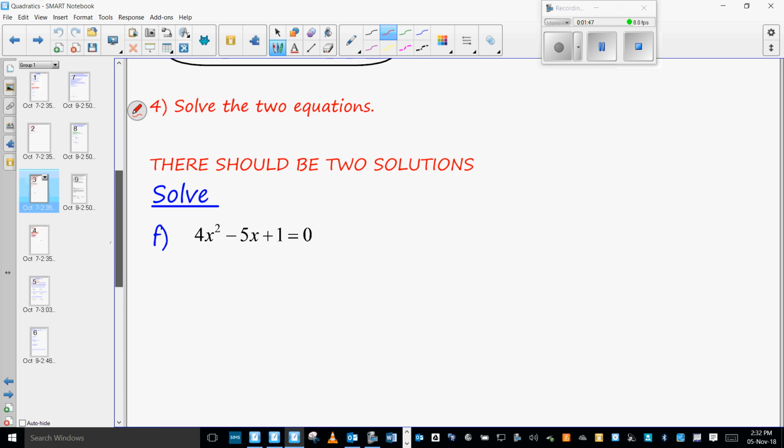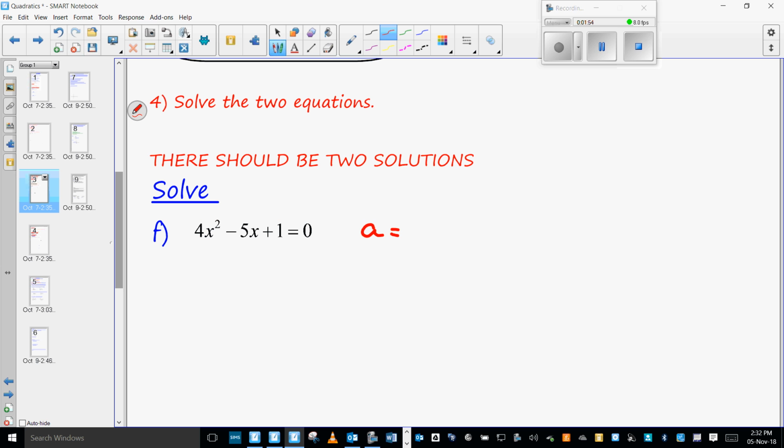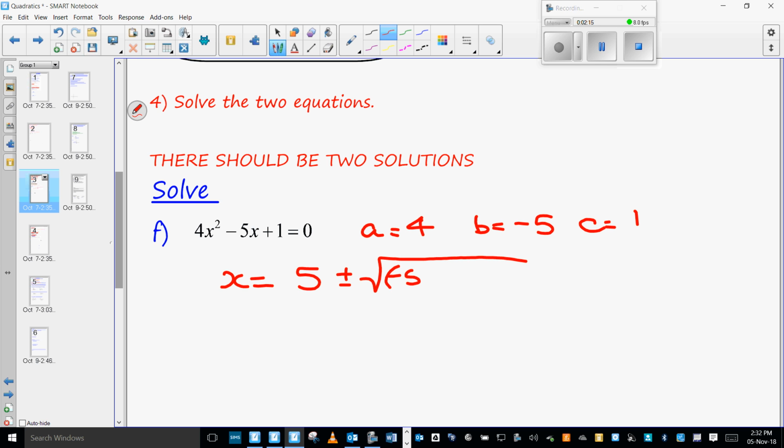Again, there should be two solutions. Here we've got 4x squared minus 5x plus 1. I would suggest identifying the values of a, b, and c. The value of a in this case is 4, b is negative 5, c is 1. Then you just stick it in the formula. So x equals minus negative 5, which gives positive 5, plus or minus the square root of negative 5 squared minus 4 times 4 times 1, over 2 multiplied by 4.